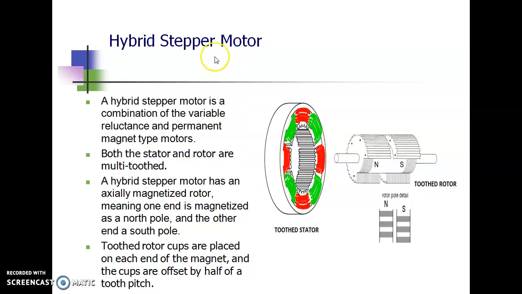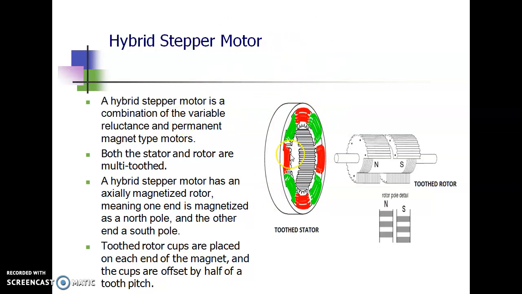And the third one is called the hybrid stepper motor. It is a combination of variable reluctance and permanent magnet type motors. It is a combination of the previous two, that is, the permanent magnet and the variable reluctance.